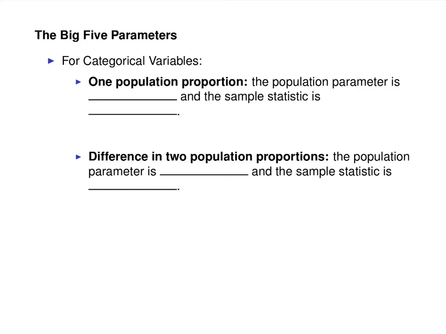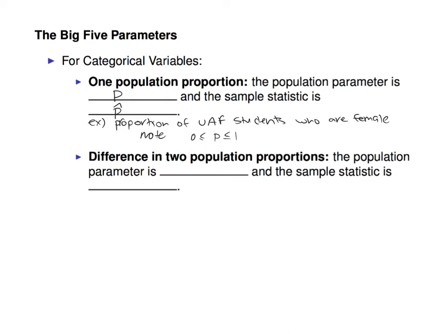One, population proportion. In that case, the population parameter is P, and the sample statistic is P hat. So for example, the proportion of UAF students who are female. We may estimate this using a sample. And one thing to note is that proportions are going to fall between 0 and 1.